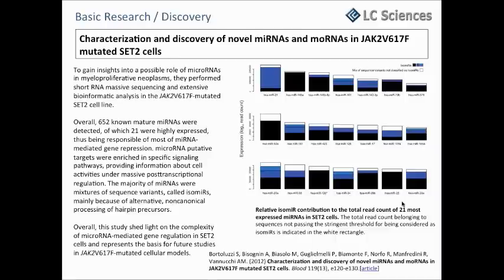moRNAs are basically microRNA-offset RNAs. It was frankly the first time that I read about those in this paper as well. What they've done is sequencing of these samples, and they found 652 mature microRNAs, of which 21 were highly expressed.